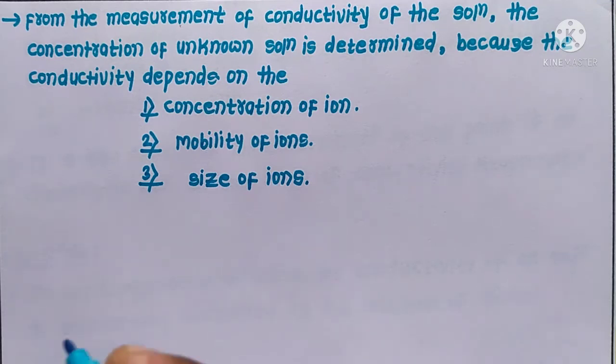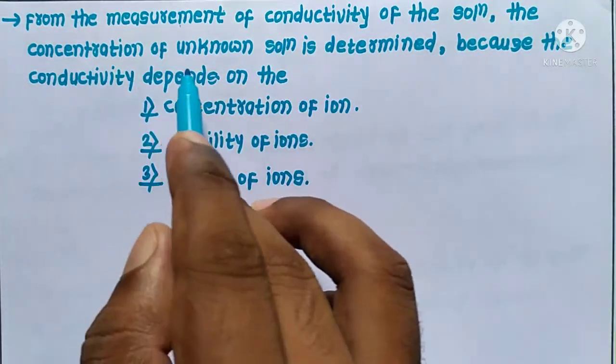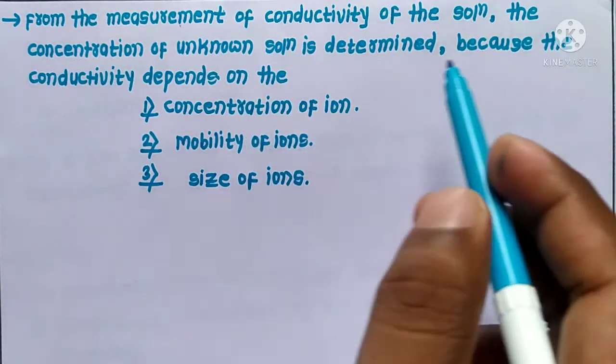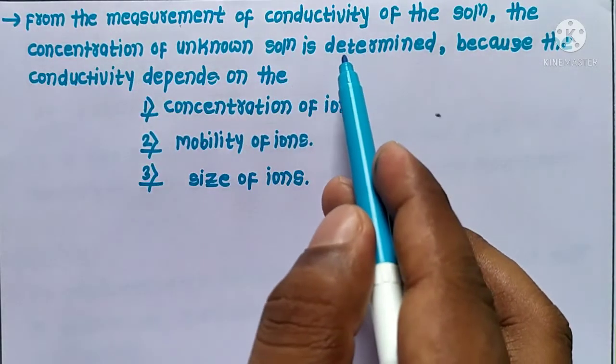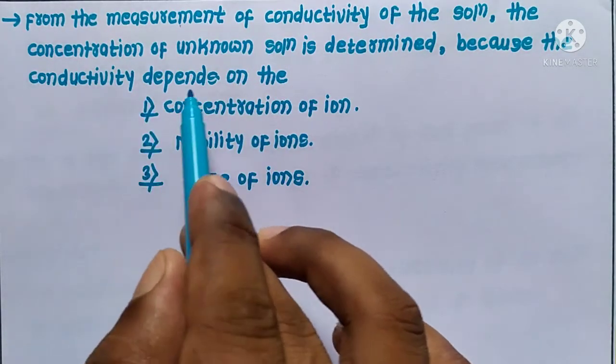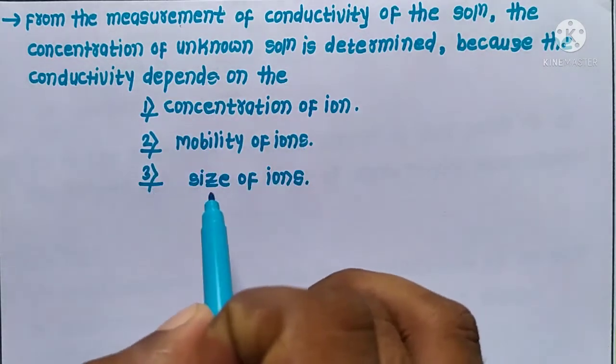Now the conductivity suddenly changes because of the replacement of ions. Some ions have high mobility and some ions have low mobility. So on the basis of that mobility, the conductivity of the solution either increases or decreases. Now from this measurement of conductivity, the concentration of the unknown solution can be determined, because the conductivity depends upon the concentration of ions, mobility of ions and size of the ions.